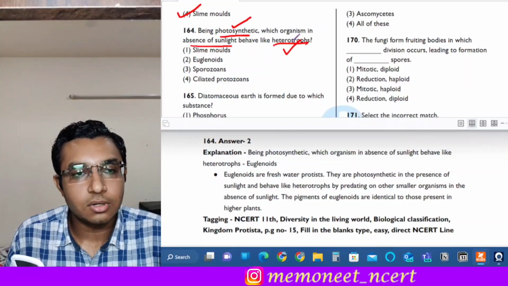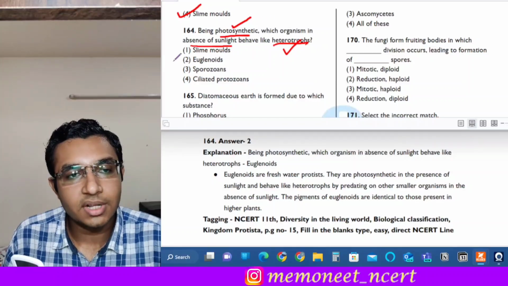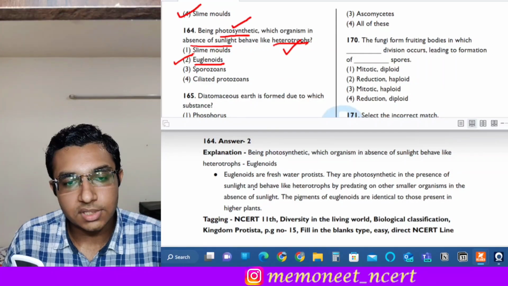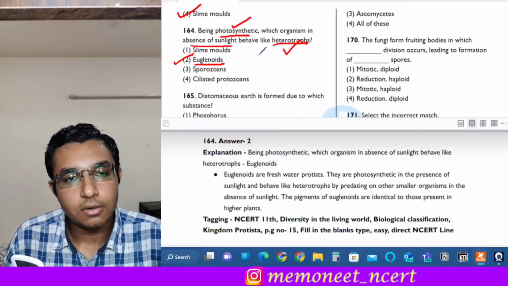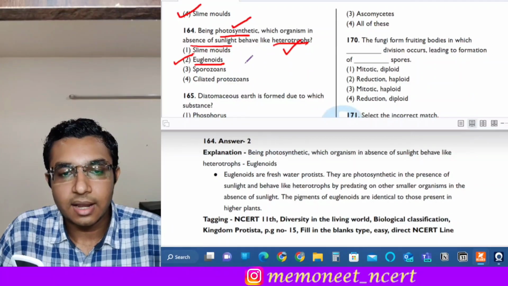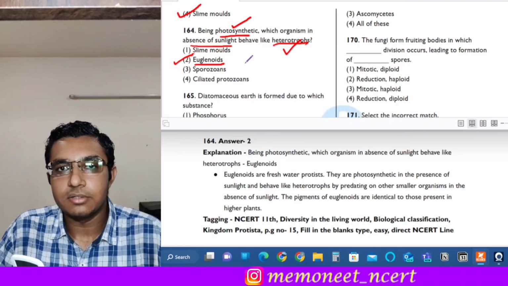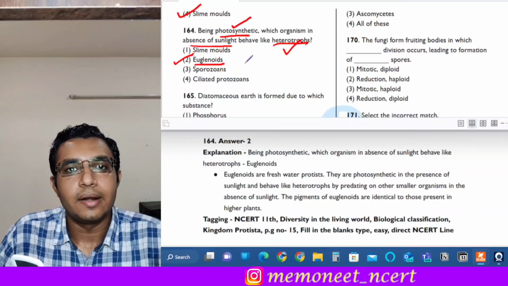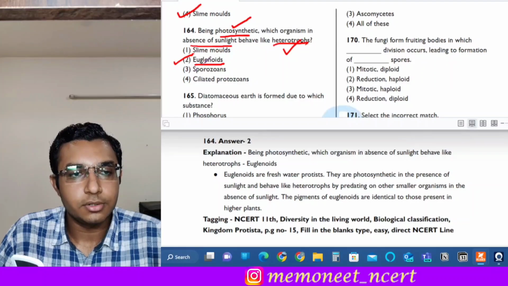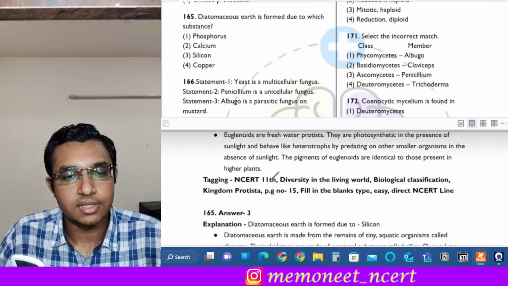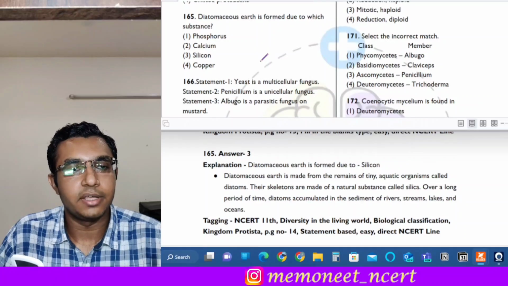So which is such an organism? Such organisms are the euglenoids. The euglenoids are originally photosynthetic, and these belong to the kingdom Protista. They are photosynthetic in the presence of sunlight, and they behave as heterotrophs in the absence of sunlight. So the correct answer to this question will be option 2, that is euglenoids. Moving on to the next question, question number 165.